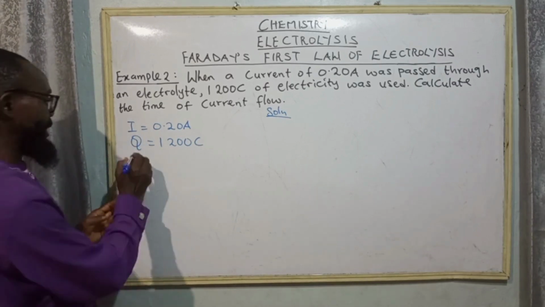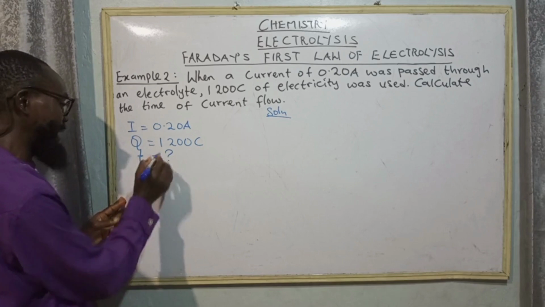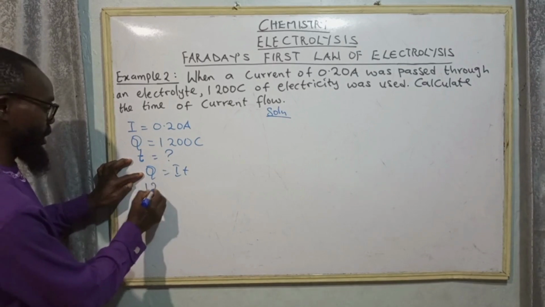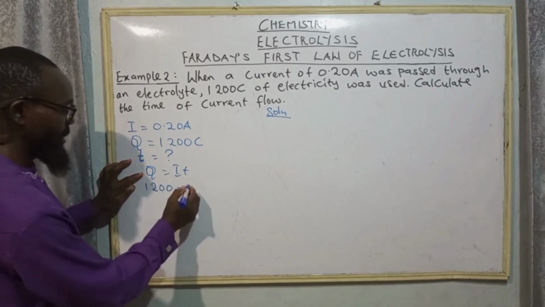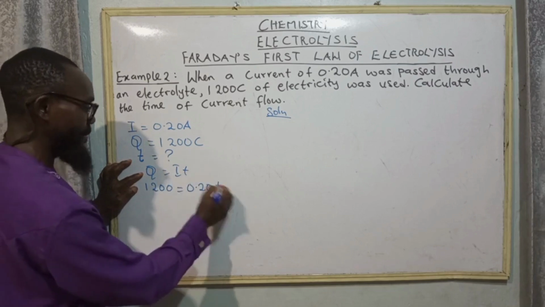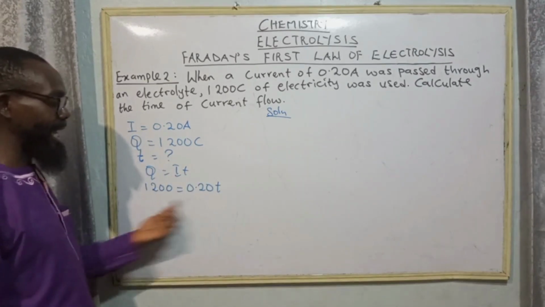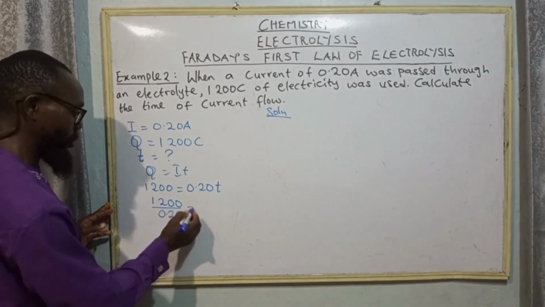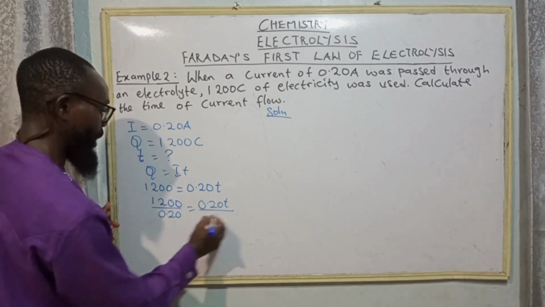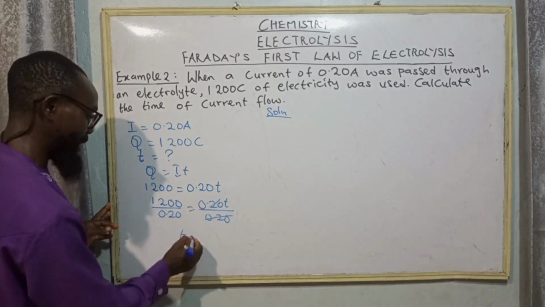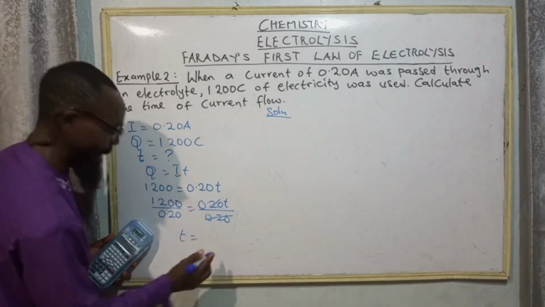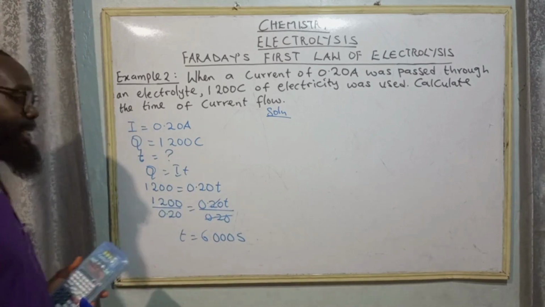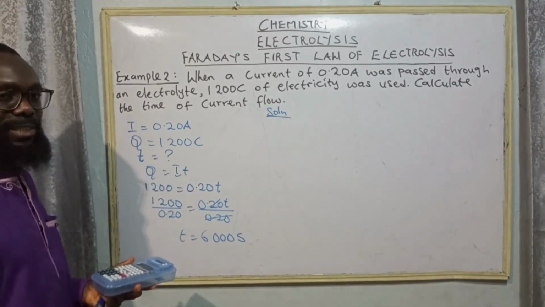Now, we want to find the time, unknown, and don't forget that Q is equal to IT. Our Q here is 1,200, equal to our I, 0.20, multiplied by time. I need my time, so I have to divide both sides by 0.20. 1,200 divided by 0.20 equals 0.20 times t over 0.20. This cancels this. My t equals to 0. Let us divide. Our time here is 6,000 and the unit is what? Seconds. So this is how to make use of Q equals IT.